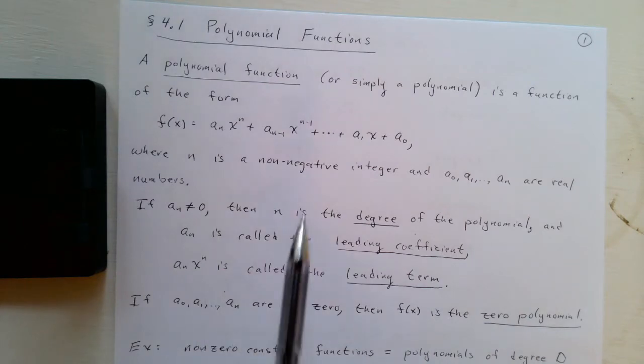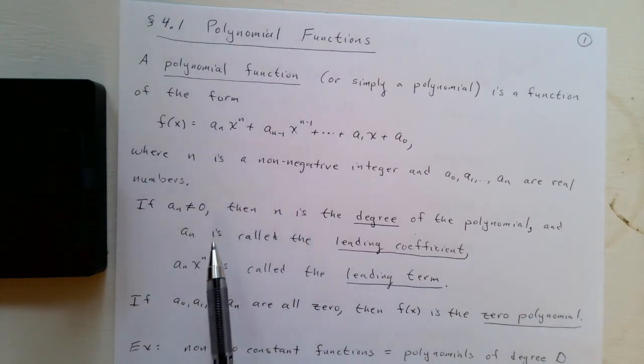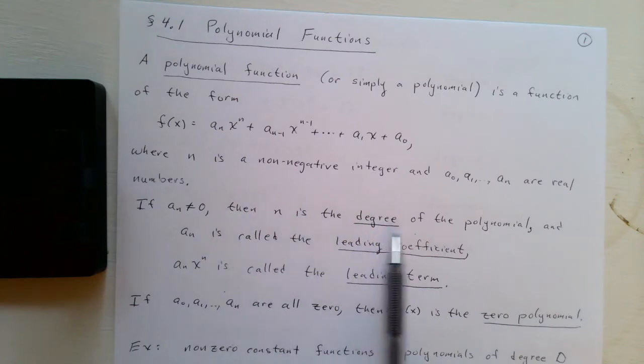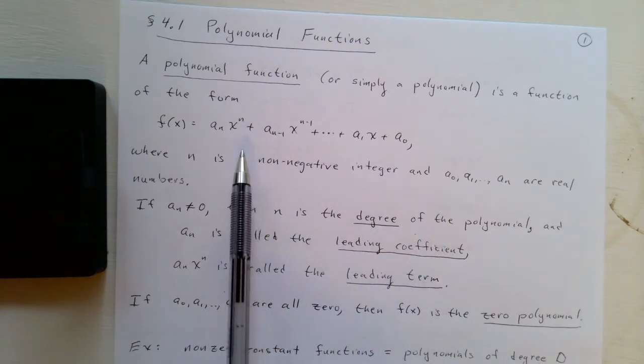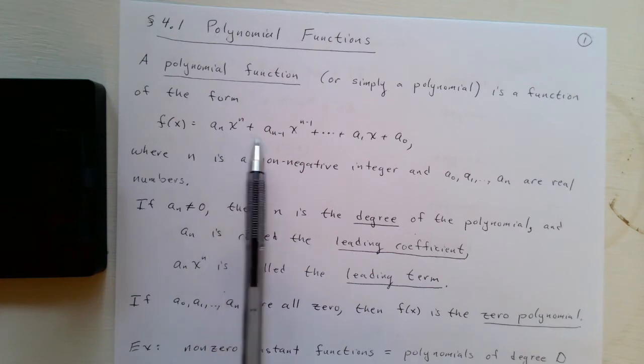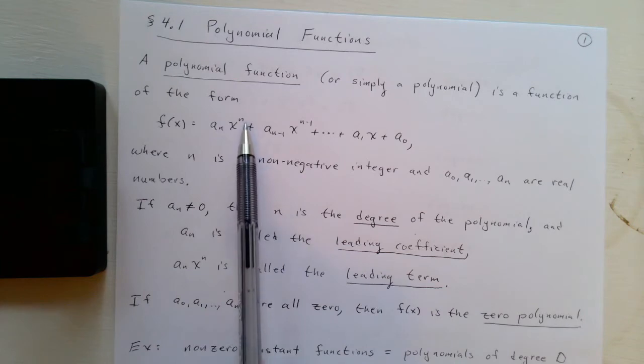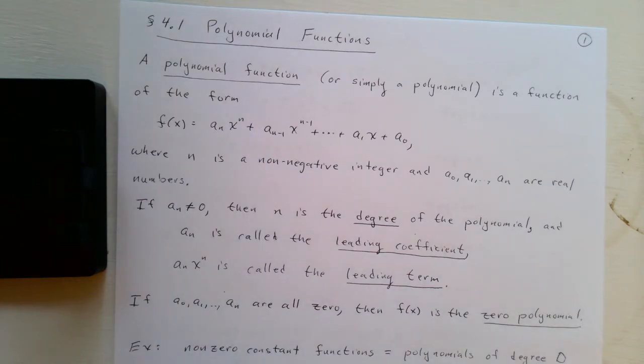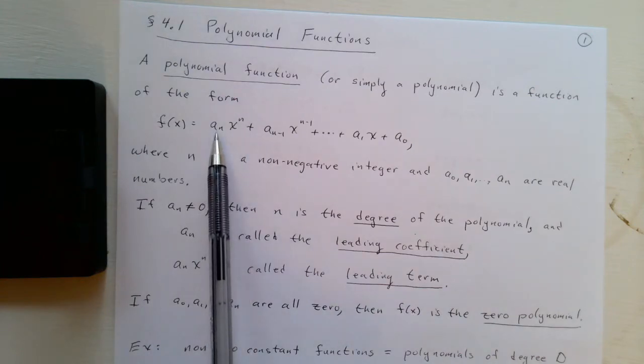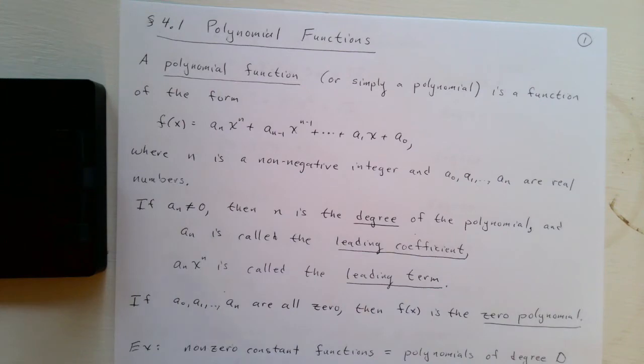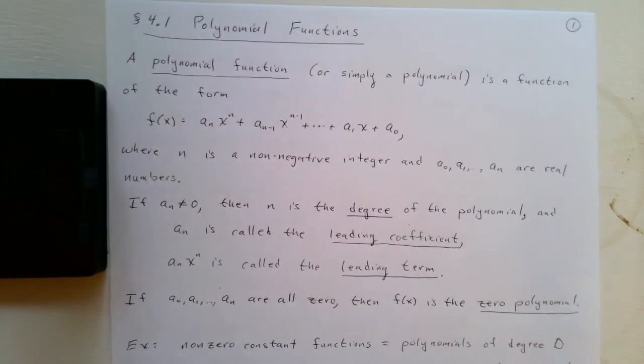If this a sub n is not 0, then we say n is the degree of the polynomial. So to find the degree, you look for the highest power of x if the polynomial function is in this form. By highest power we mean the highest exponent that you see. So that's the degree. Then this a sub n is the leading coefficient, and this term a sub n times x to the n is the leading term.